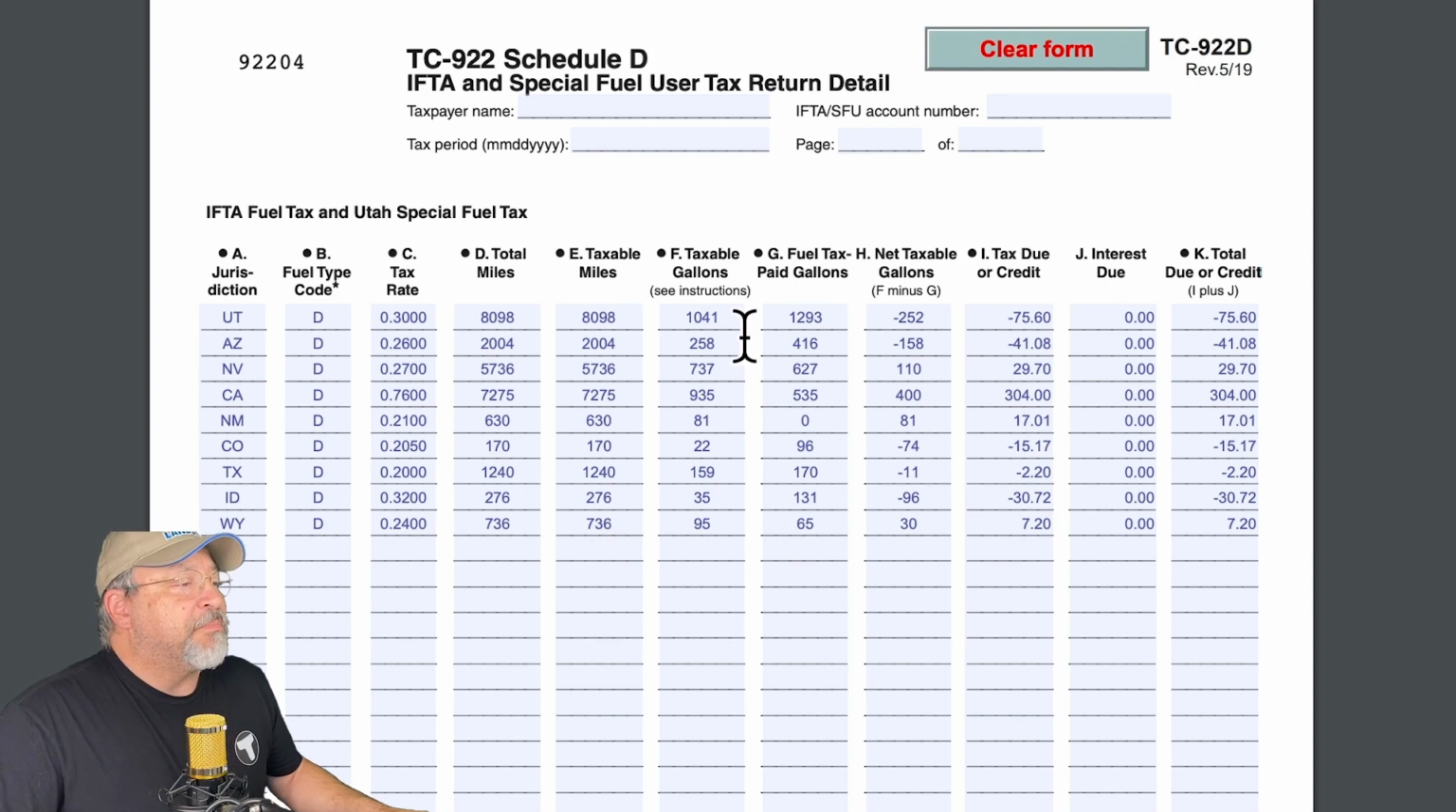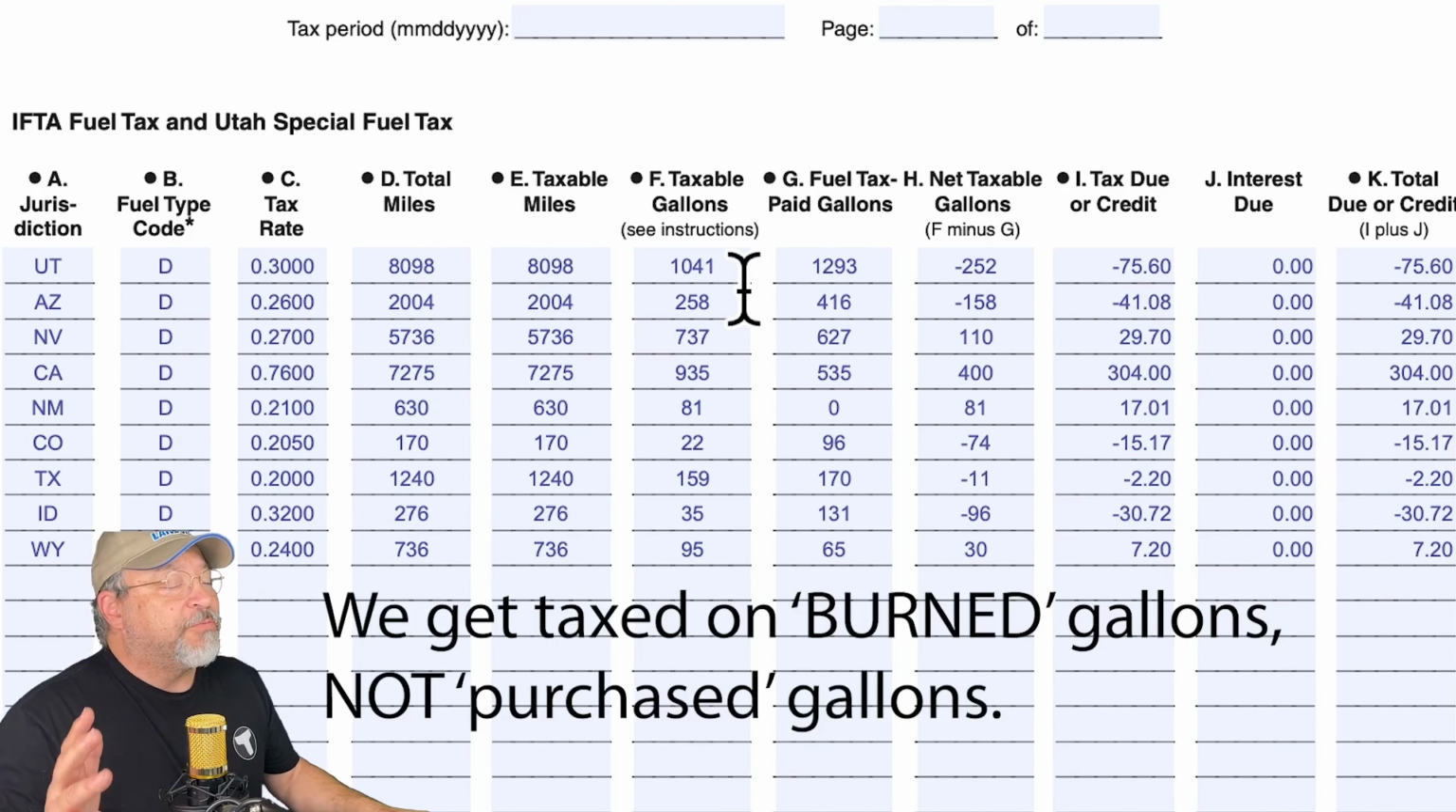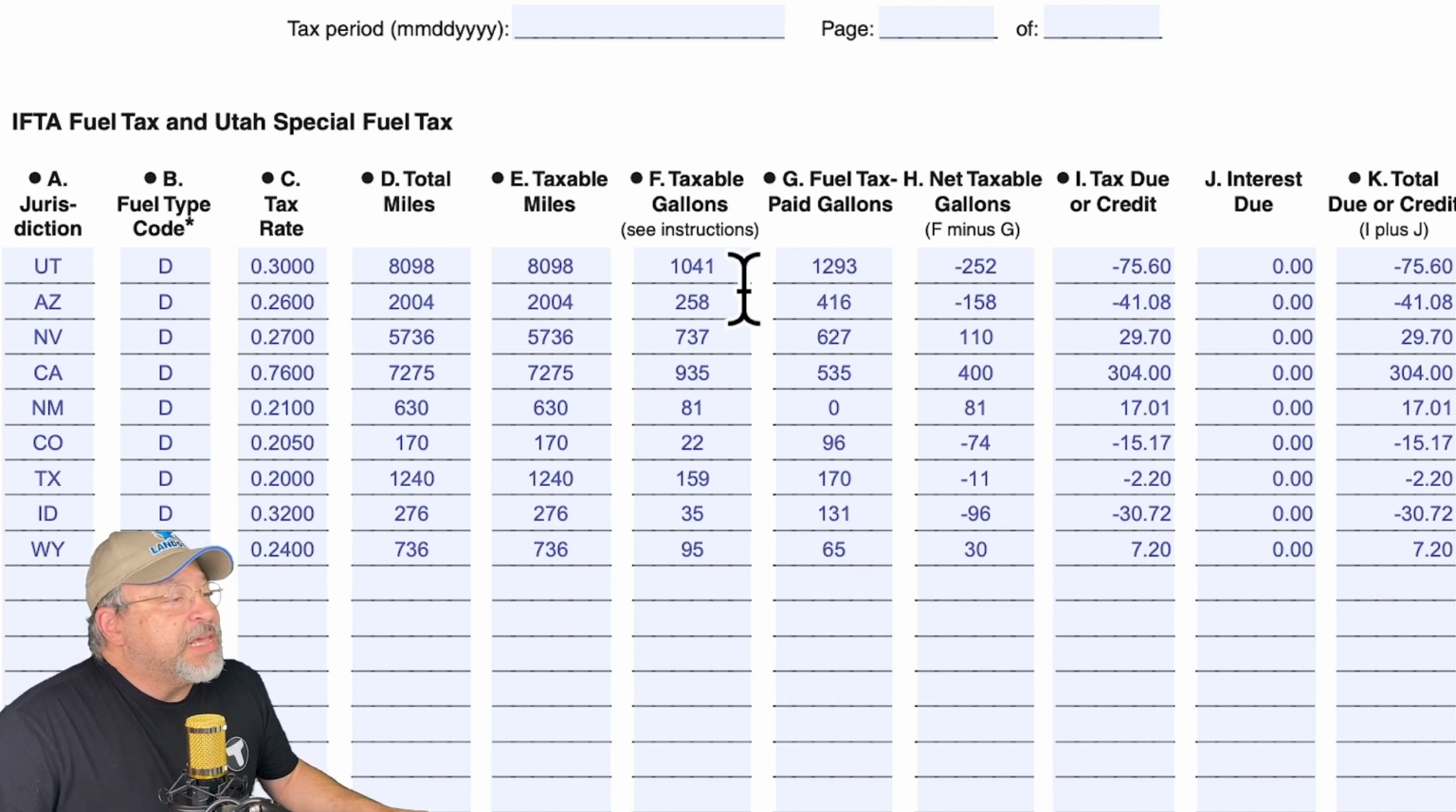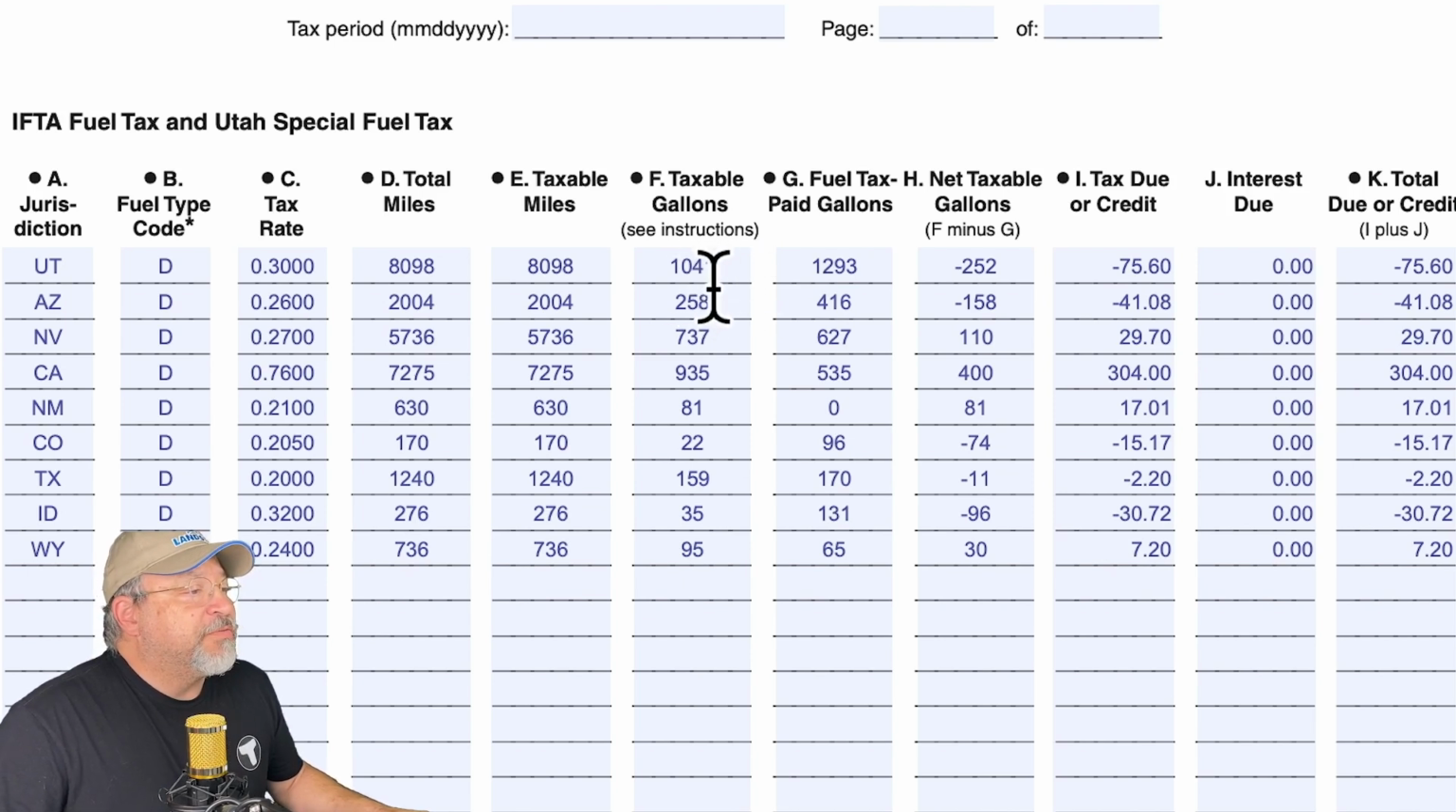Column F are the gallons that you burned in Utah. You pay for the gallons that were burned in that state, okay? So they're saying here that because I drove 8,098 miles in that quarter and I got an average of 7.78 miles to the gallon, that I burned 1,041 gallons, and that's what I'm going to be charged on, okay? I'm going to be charged 1,041 gallons times the tax rate, which is 30 cents, okay?